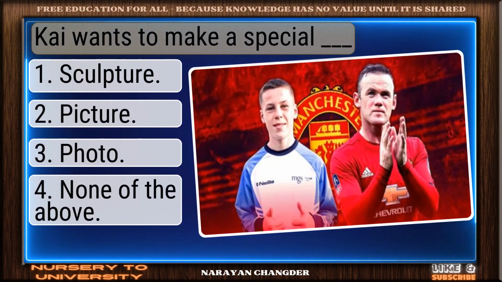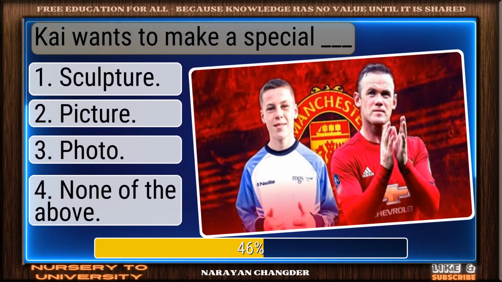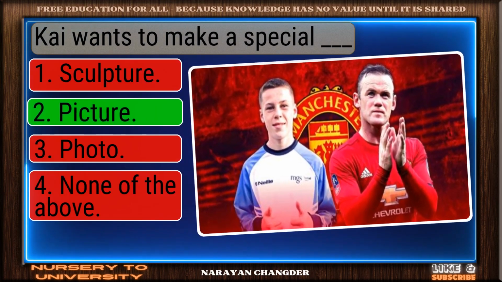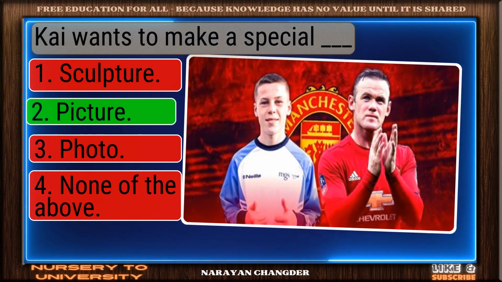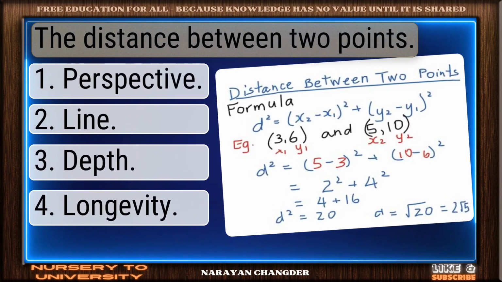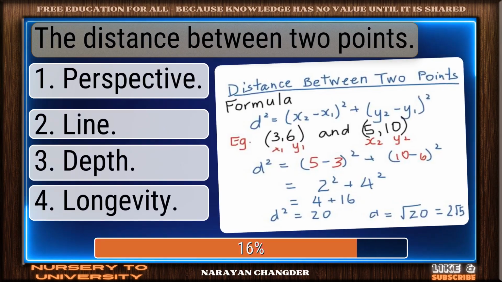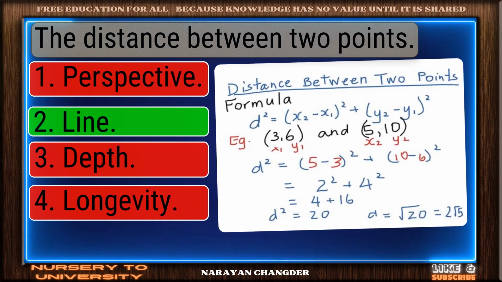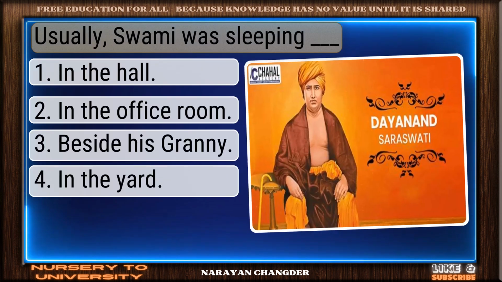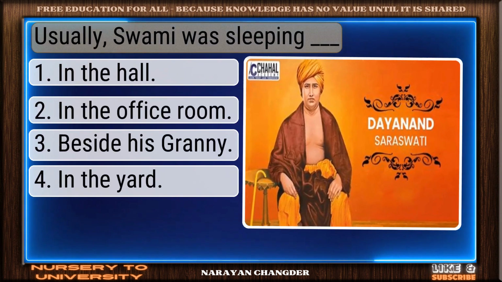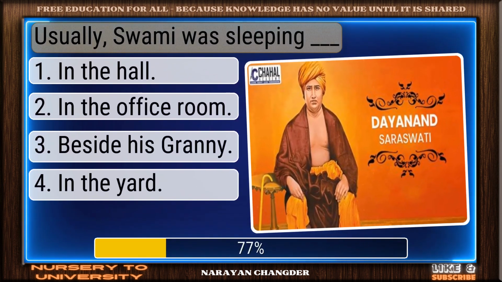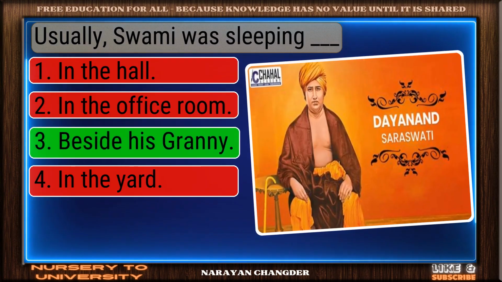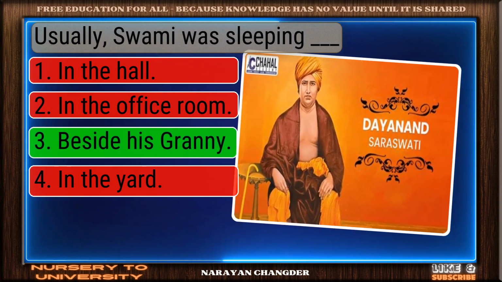Kai wants to make a special dash. Good job. Your answer, picture, works well here. The distance between 2 points. On track. Line is the correct answer. Usually, Swami was sleeping dash. Right choice. Beside his granny is the best answer.